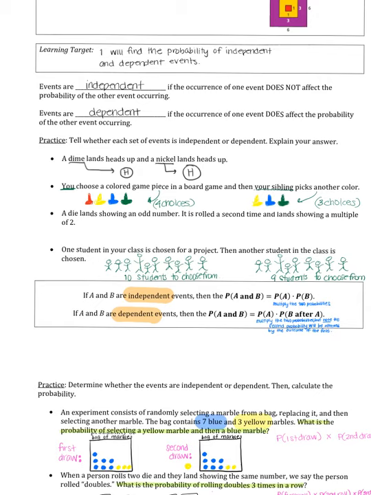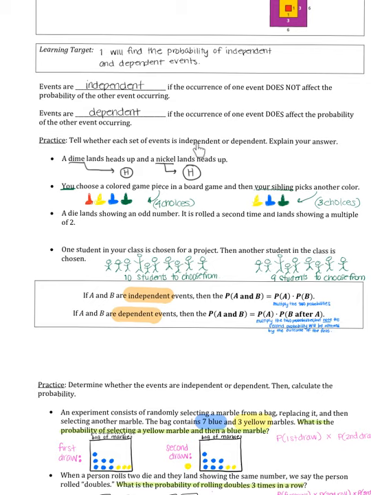Today's lesson on probability focuses on finding the probability of independent and dependent events. Events are independent if the occurrence of one event does not affect the probability of the other event occurring. And events are dependent if the occurrence of one event does affect the probability of the other event occurring. Let's do a few examples to see what that means.